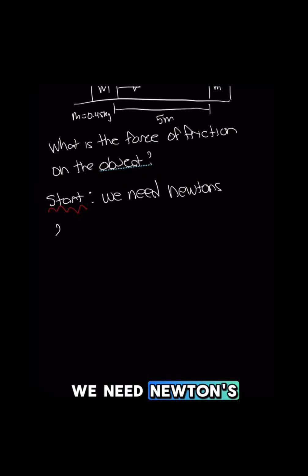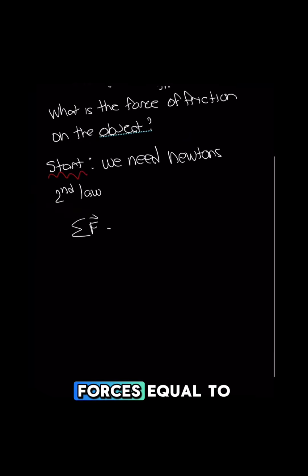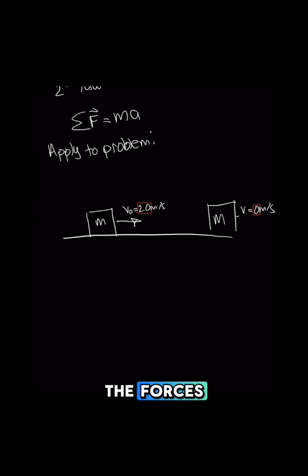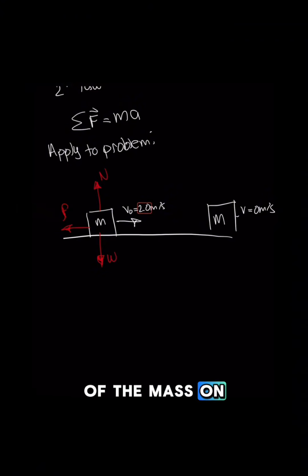So to answer this question, we need Newton's second law, which is the summation of the forces is equal to mass times acceleration. If we look at our diagram, we can identify all the forces: we have the weight force, which is the force due to gravity, and then the normal force, which is the force due to the mass being on the surface, and then the friction force due to the velocity of the mass on the surface. And we can identify our coordinate system, the x and y.